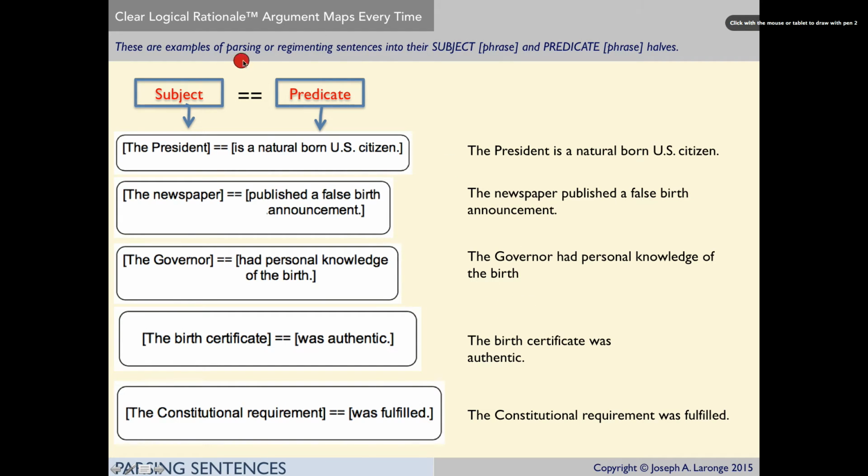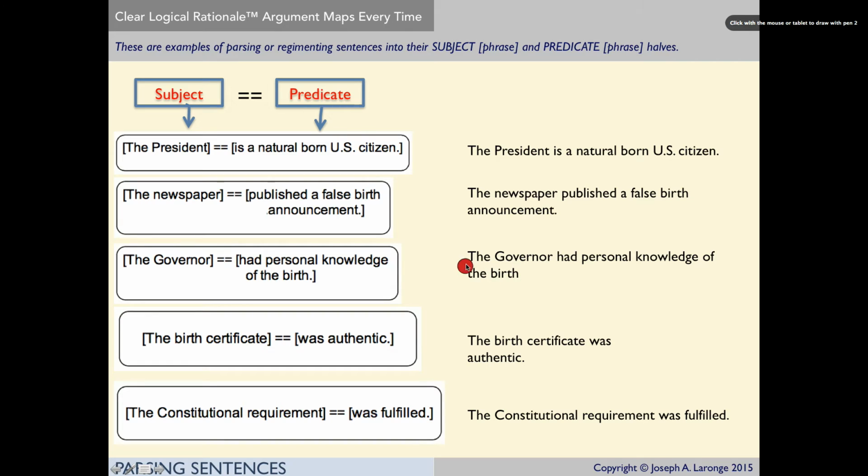So here I've done some examples of parsing, or separating sentences into the subject phrase and the predicate phrase. Here you see the original sentence, for example, the president is a natural-born U.S. citizen, and I've divided them into their subject and predicate parts. Here's the newspaper published a false birth announcement. You can see over here I've divided it into two parts. Now, of course, for this presentation, we'll be using sentences that look this way, with indicators like these dashes to show you the two parts. But in practice, of course, once the sentences are categorical, you don't have to break them up and make that more obvious, which I'll be doing here.